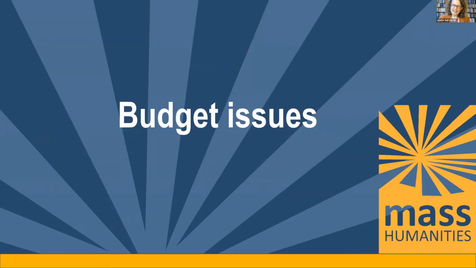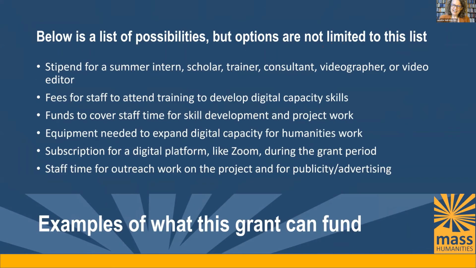All right, let me say a little bit about budget. So I wanted to give you some ideas of the kinds of things that this grant can cover and pay for. It's not the full list of possibilities, but it's an idea for some of the kinds of things that can be covered by this grant. So, maybe you want to hire a summer intern who has some of the expertise to do some of the things that you want to help you develop your capacity. You can use this funding to hire a scholar, to hire a trainer, a consultant, maybe a videographer, maybe a video editor. If there are fees for your staff to attend a training to develop their digital capacity skills, those fees can be covered by this grant.